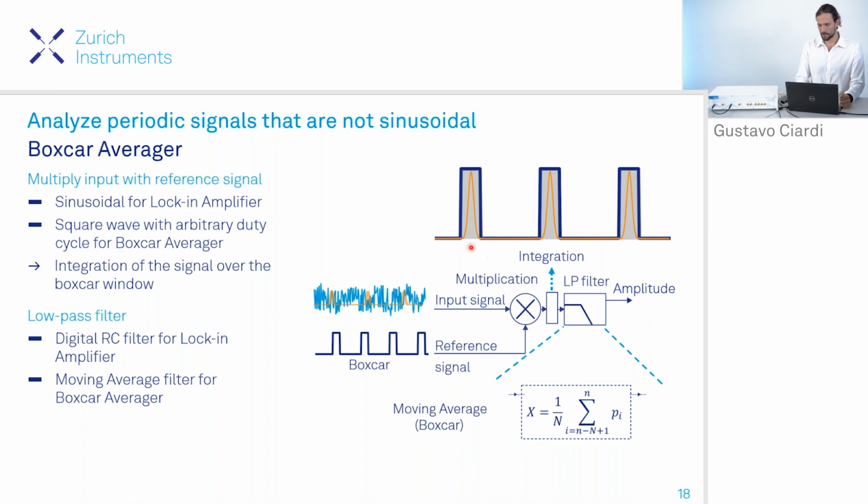The result of this multiplication is then sent to an integrator, which integrates everything within the high time of the Boxcar function of our square wave. Then, as for the lock-in, this is sent through a low-pass filter, and with this we can recover the signal amplitude. Now, unlike the lock-in, where the low-pass filtering was done with, say, RC filters, here the low-pass filter is simply a moving average filter. So basically, how many of the boxes are averaged before the result of the measurement is sent out.